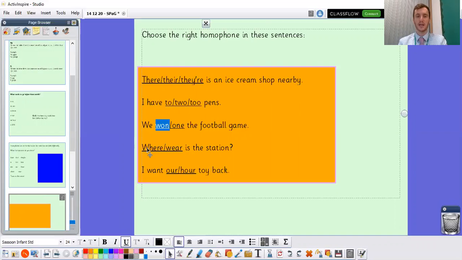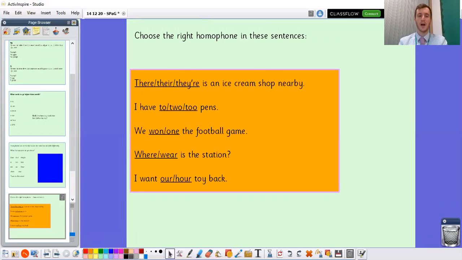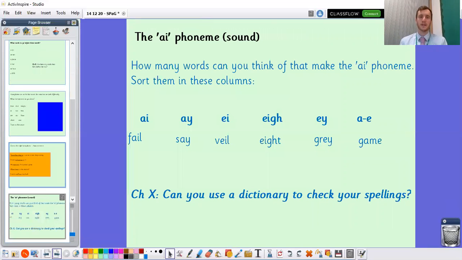Where is the station? Again, that's a location. It's this where, not to do with the type of clothes we are wearing. And I want our toy back. Now that refers to possession, so that one will be our, spelled like that. Well done if you got all of those correct. They can be quite tricky to work out the correct homophone sometimes.